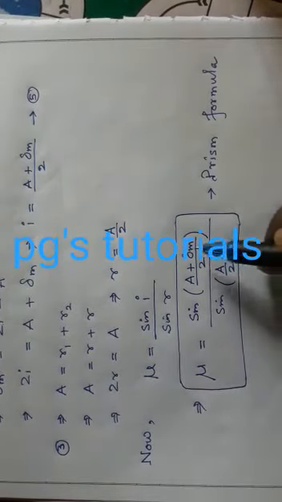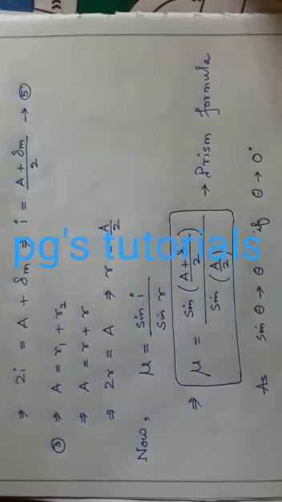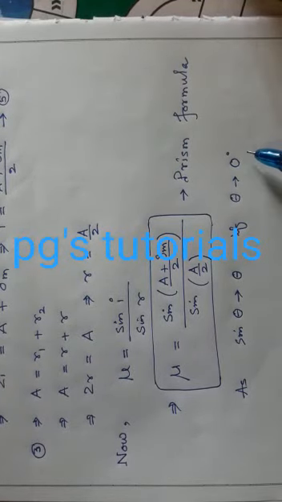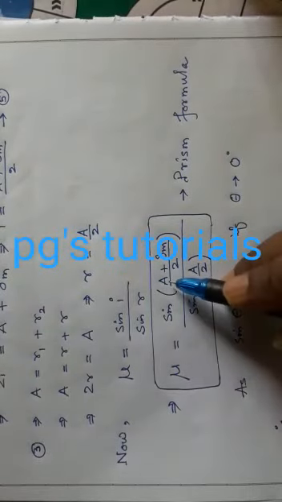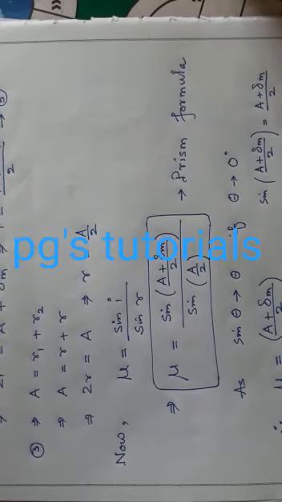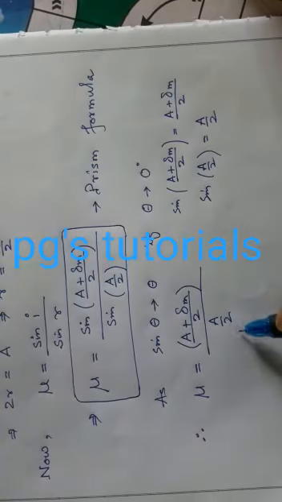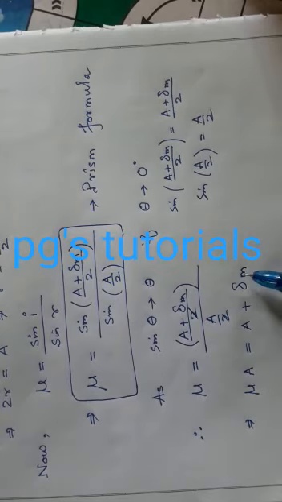For a thin prism, these angles will be very small. As we know, sin theta tends to theta when theta tends to 0. Therefore, mu will be this. Sine of A plus delta M by 2 is A plus delta M by 2. Sine of A by 2 equals A by 2. Now you cancel 2, multiply mu into A. Then you find delta M. Delta M will be mu A minus A.